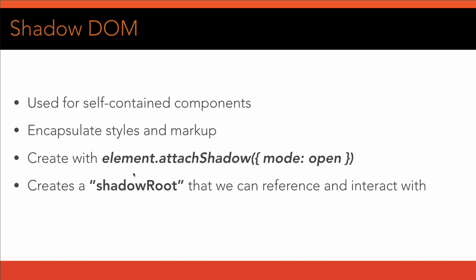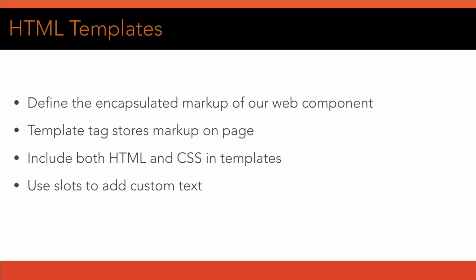We create the shadow DOM inside of the class by using whatever our custom element is and then using this attachShadow method. And for the most part, we add this mode open so that we have access to the shadow DOM within, for instance, our Chrome dev tools or whatever browser dev tools you're using. And this creates what's called a shadow root that we can reference throughout our class and we can interact with. All right, and if this sounds confusing, don't worry about it. I'm going to show you exactly how to do this.